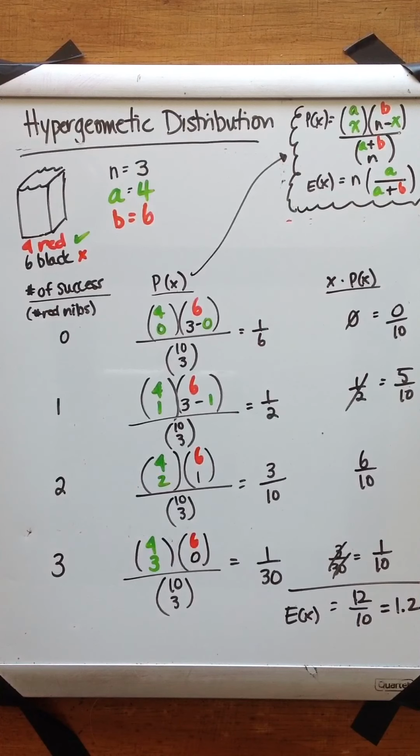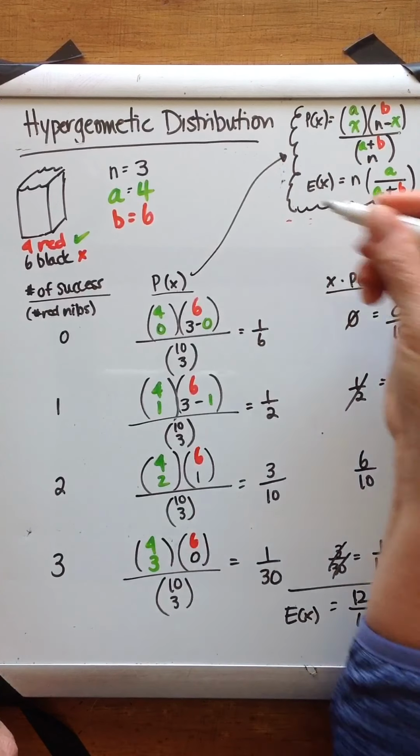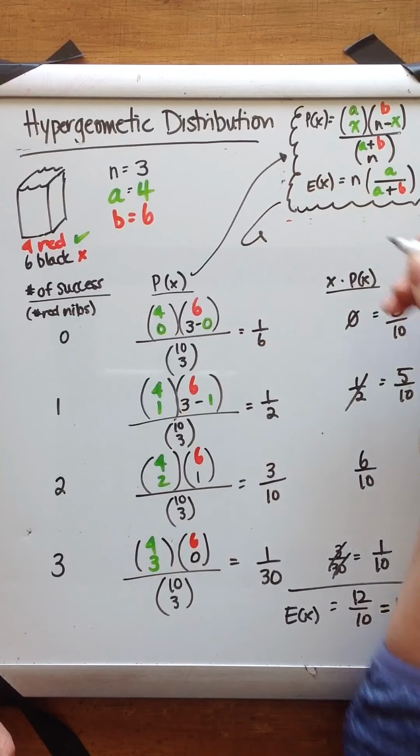Okay, so if I did this experiment many, many times, what it's saying is that on average, if I picked out 3 nibs under these conditions, I would get 1.2 red nibs on average. Okay, now we know clearly you can't pick out 1.2, but that's what the average would yield. Now another way that we can do the expected value is using the equation up here, and let's see how that compares to what we did on the bottom.